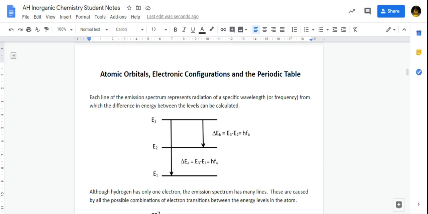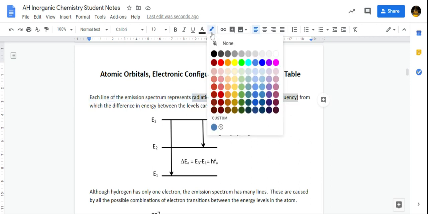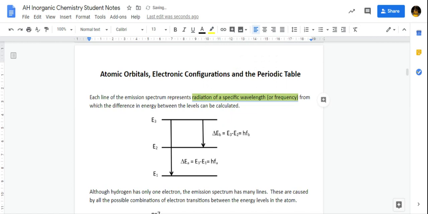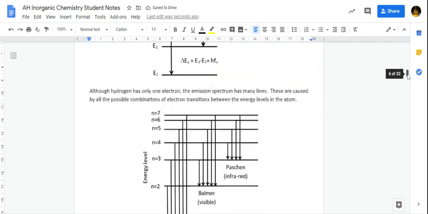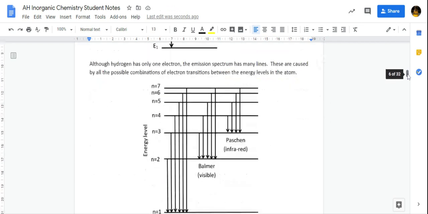So each line of the emission spectrum represents radiation of a specific wavelength, which we know is related to frequency. And then from that, you can calculate the difference in energy levels from the wavelength of the radiation of light. Now, hydrogen only has one electron, but the emission spectrum of hydrogen has many lines, and this is because this electron can transition between the many different energy levels in the atom. Remember, we looked at the second video of the last lesson.